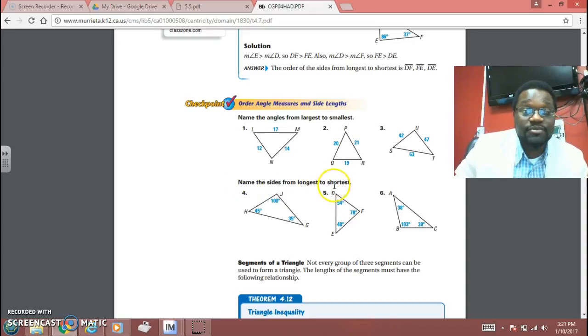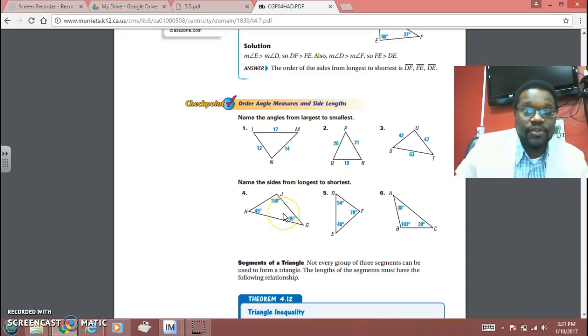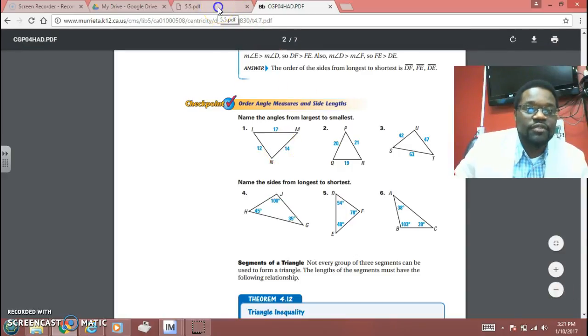Name the sides from the longest to the shortest. Okay, so now we know the angles. So side HG has to be the longest, because it's opposite the biggest number. Side JG has to be next, or in the middle, because it's opposite the middle number. And side HJ is the shortest side because it's opposite the 35, the smallest angle. Simple enough, right?